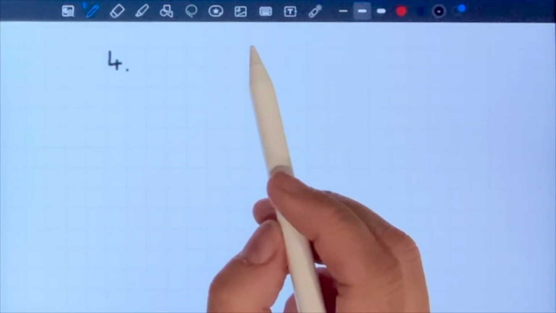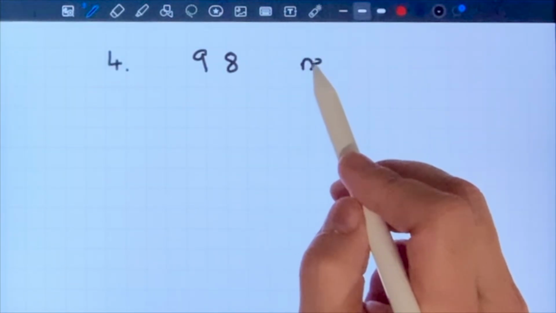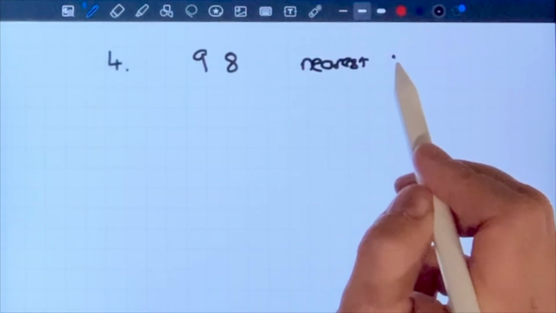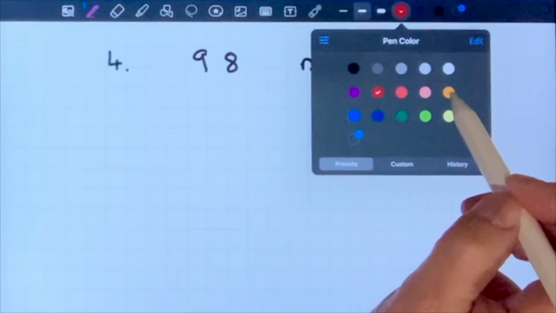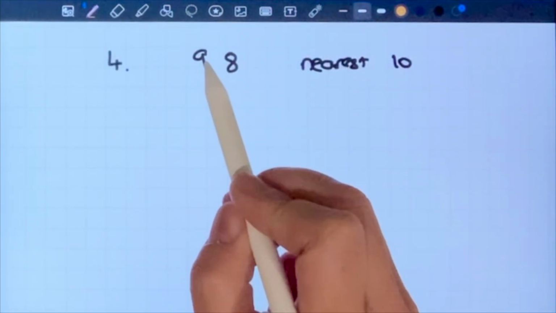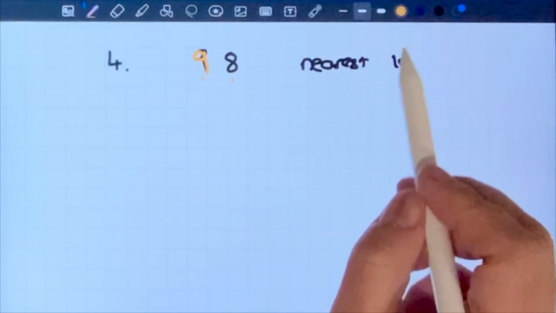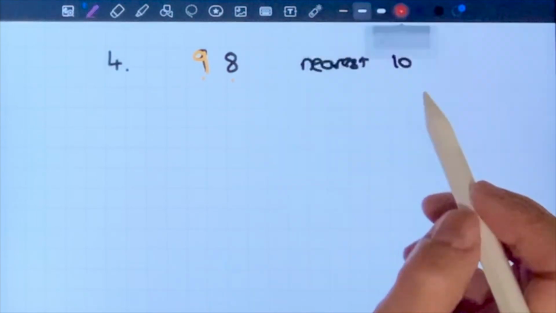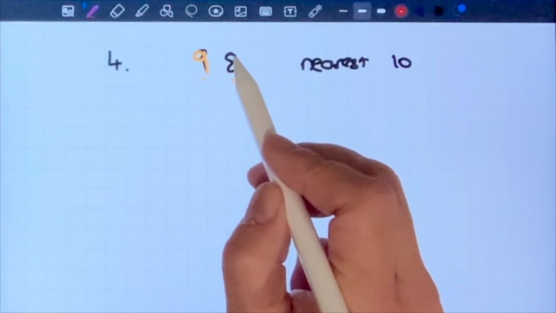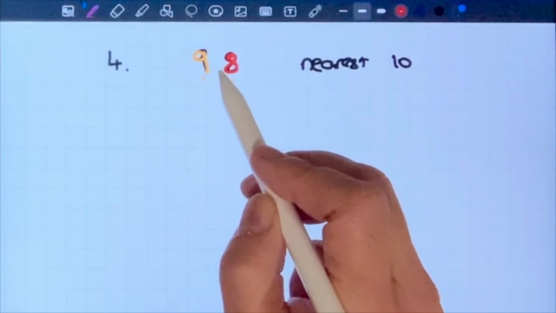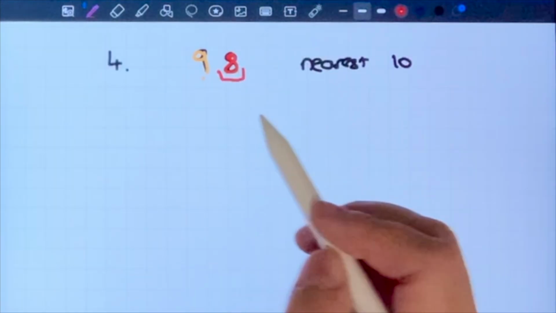Okay, example number 4 wants us to round the number 98 to the nearest 10. So my tens column, so units, tens, so this is the digit. And to know whether it's going to get rounded up or down, I have to look at the critical digit, which is immediately to its right, and in this case that is the 8. So the 8 determines whether I go up or down.